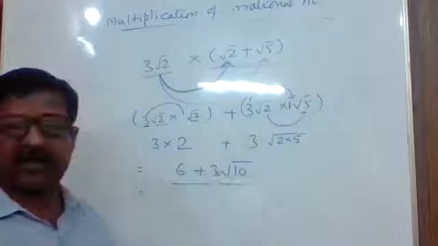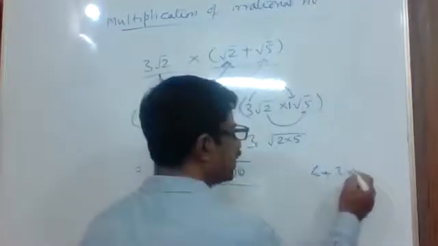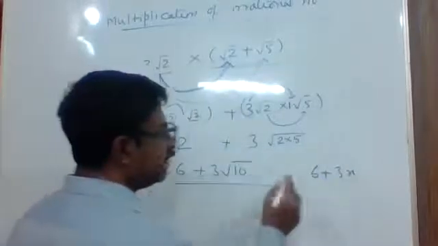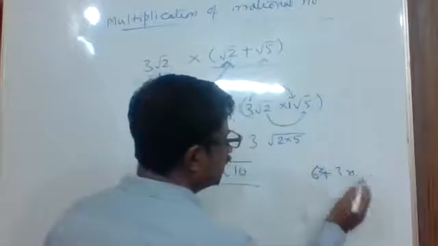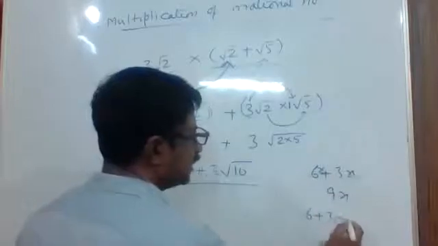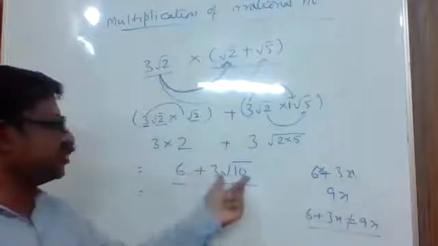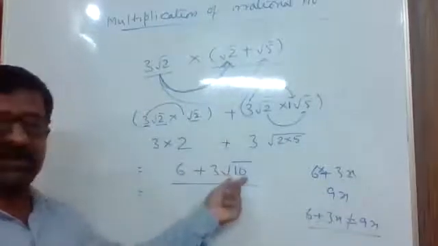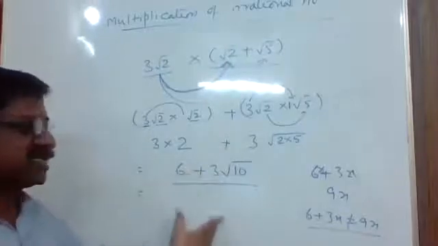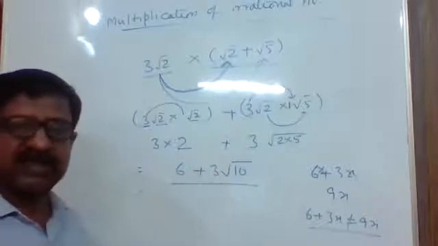Make sure they cannot be added. Don't write 9 root 10. If you write it, it will be wrong. We know that 6 plus 3x cannot be added. 6 plus 3x cannot be written as 9x. They can be added only if both have x. 6x plus 3x can be written as 9x, but 6 plus 3x cannot be written as 9x. In the same way, 6 plus 3 root 10 cannot be added because here we have root 10, here we don't have root 10. Therefore, we cannot write this as 9 root 10. This is the answer. This has to be left as it is.